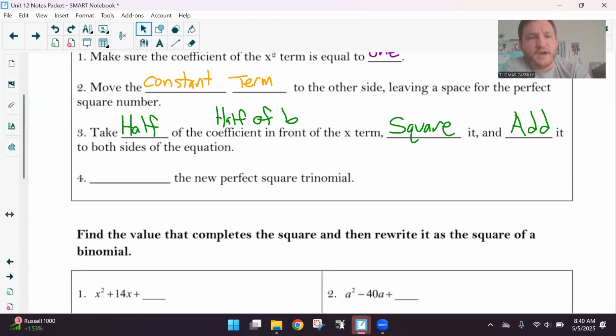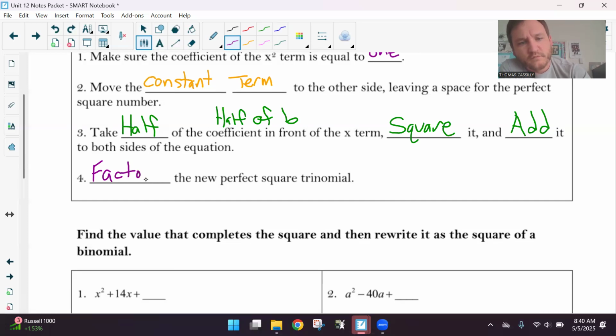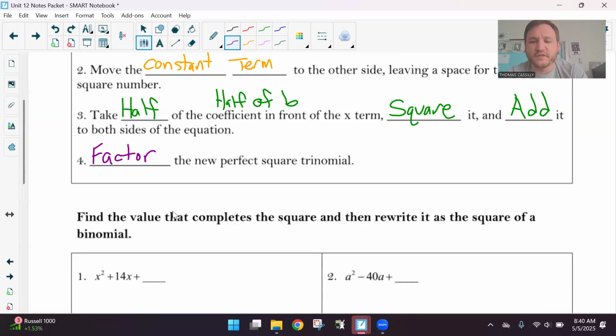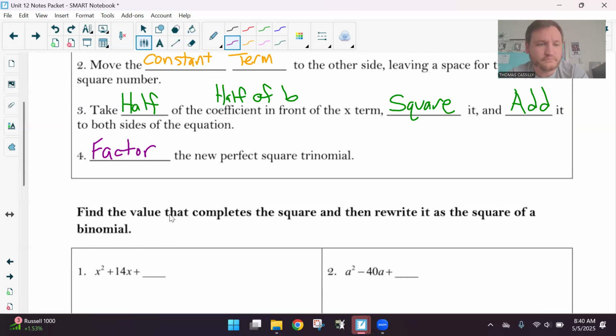Now, after we have done all of that, we want to factor the new perfect square trinomial. So one side is going to look like a trinomial. The other side is just going to be that number.